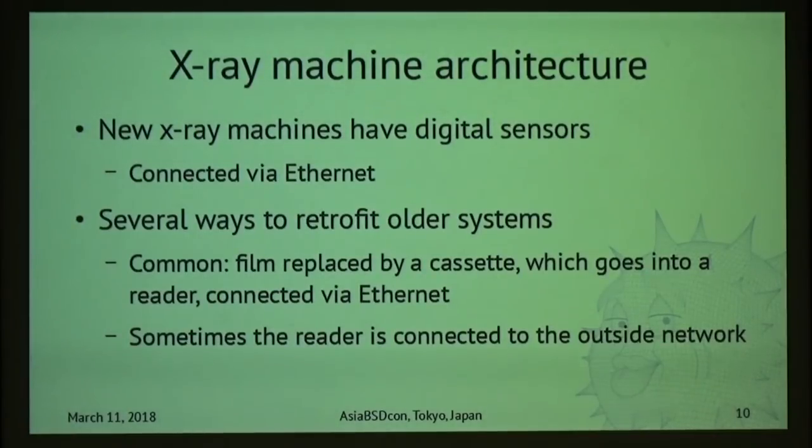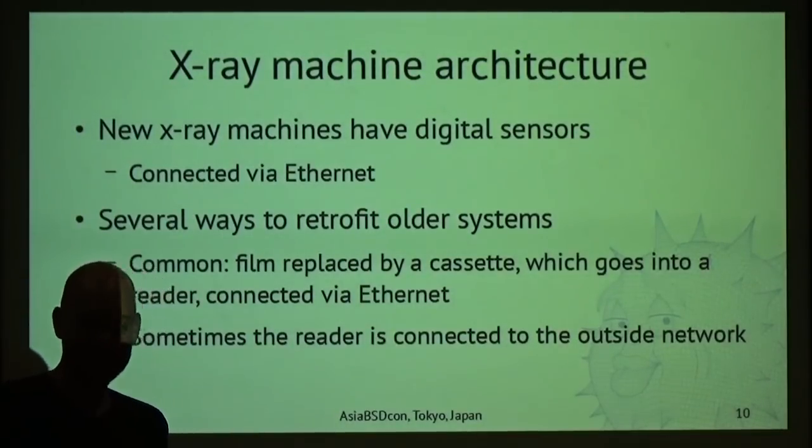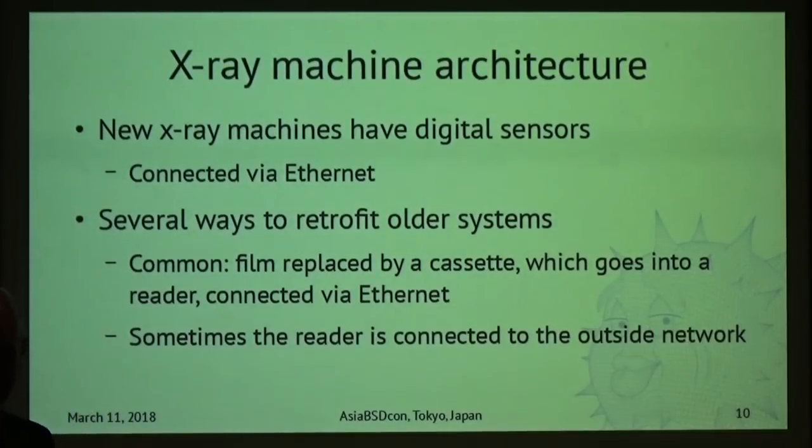Yes, the most common one is to replace the old analog film that was used to take the X-ray pictures by a digital cassette, which still works kind of the same way the old analog film worked, which then is being removed and inserted into a digital reader, which then supplies that picture to the X-ray machine systems, the modern part.